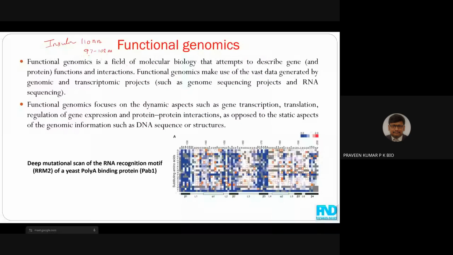If you're focusing on a particular motif, and this is the important gene location, then obviously one can compare different genomes with respect to the function. The function here is regulating the blood glucose. Functional genomics focuses on the dynamic aspects such as gene transcription, translation, regulation of gene expression, and protein-protein interactions. These are other gene ontology examples which we can use for functional genomics.